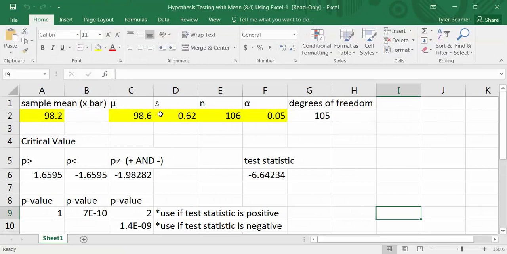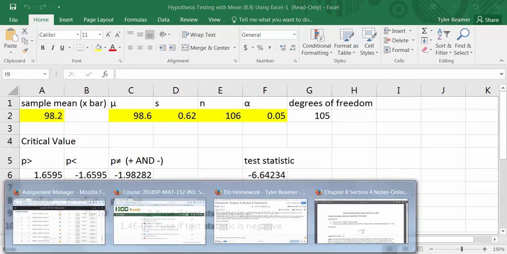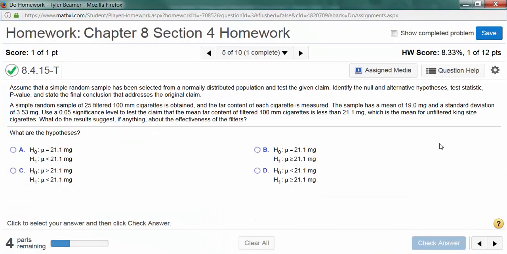And notice that you have these cells highlighted. These are the cells that you should be plugging in information from the problem. All the other cells have formulas, so you don't want to mess with those because that'll affect the template. I'm going to use a homework problem from Chapter 8, Section 4 as an example to use the template with.